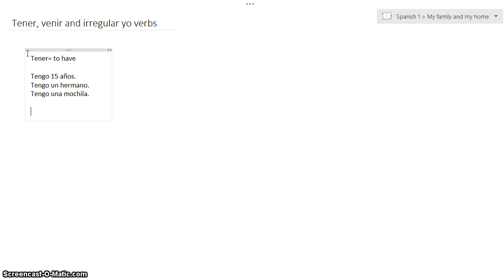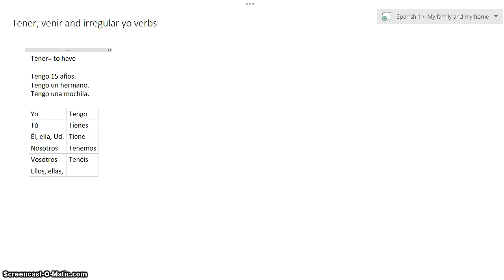Real quick, let's go through the other forms just so that you have an idea. You've seen a lot of these, but just to formalize it. So we're going to say yo tengo, tú tienes, él y ella y usted tiene, nosotros tenemos, vosotros tenéis, and ellos and ellas and ustedes tienen. Okay, so those are the conjugations of tener.